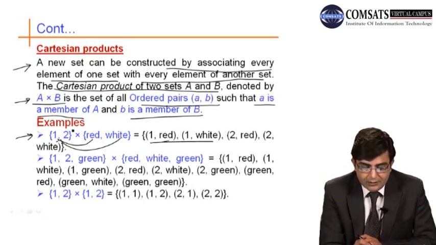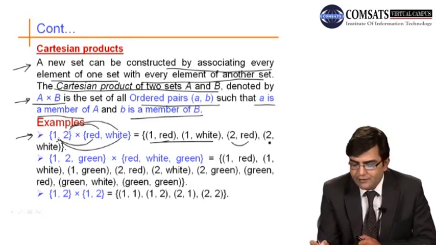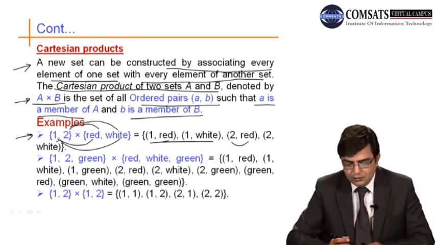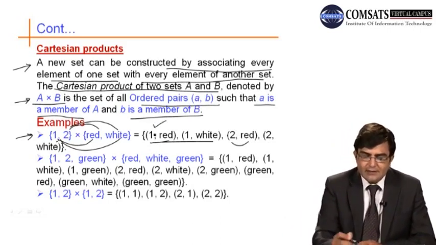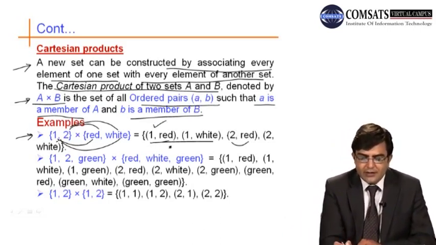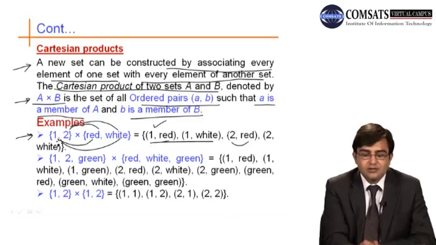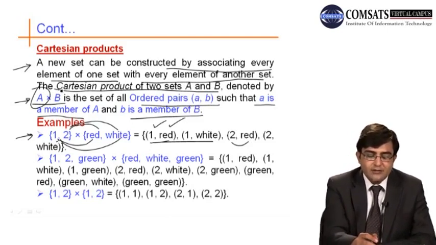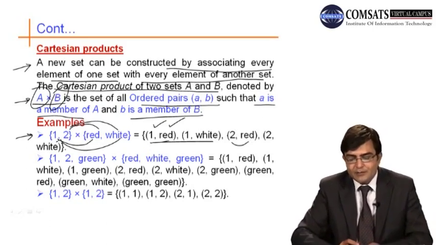Similarly, we take 2 with the first element, 2 with the second element: 2 with red, 2 with white. So on the first place of the ordered pair we always write elements which belong to the first set A, and on the second place we write the elements of the second set B. This is how we write the Cartesian product of two sets.